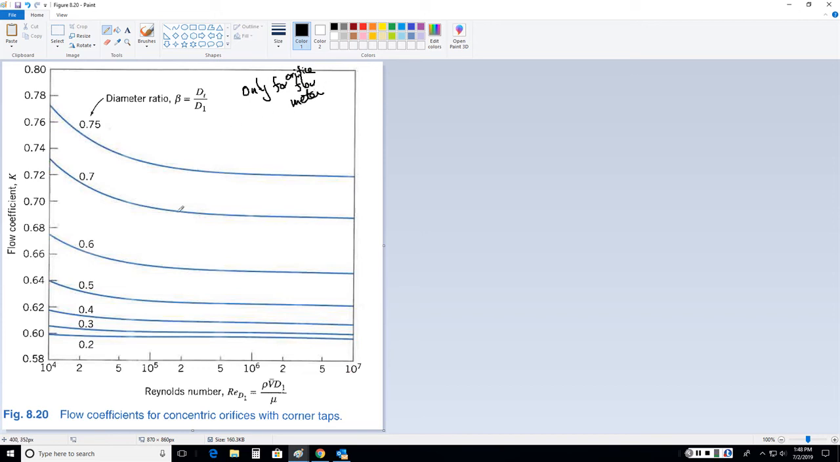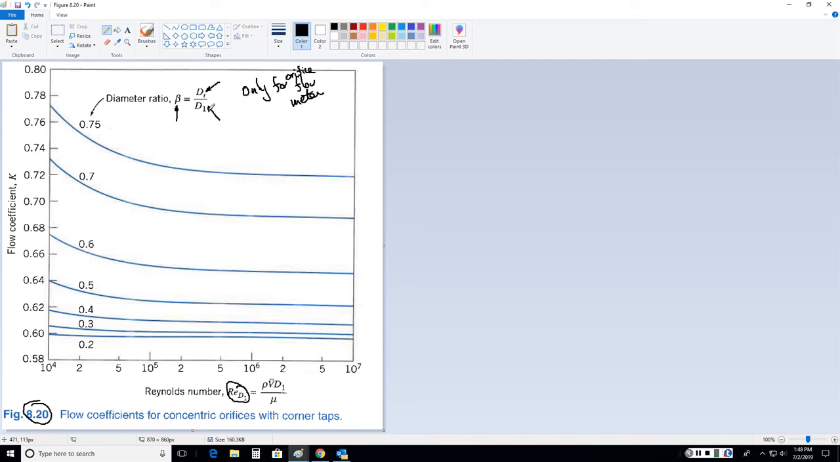In other words, this figure 8.20 right here is only for the orifice flow meter. The flow nozzle gets its own graph, and the Venturi gets its own graph. As you can see, on the x-axis we have the Reynolds number, rho VD over mu. And of course, we have beta. What the heck is beta? Beta is a ratio between the orifice opening diameter and the pipe diameter.